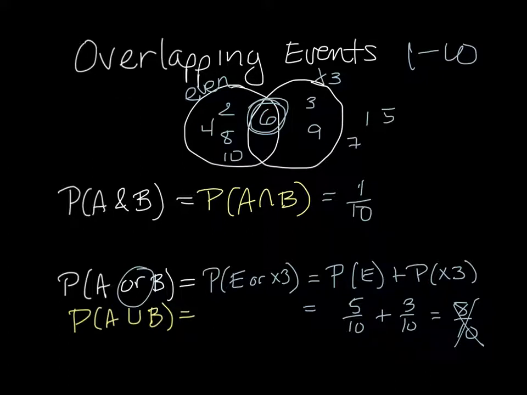So what we need to do in this formula is also take away the probability it's even and a multiple of 3, which would be 1 out of 10. So 5 plus 3 is 8, minus 1 is 7 out of 10, which is what it's supposed to be. This is a little more complicated because we add the two events together, but then we also have to subtract the intersection. That's what you do when you have overlapping events, because we've counted that one too many times, so we have to take it out once.